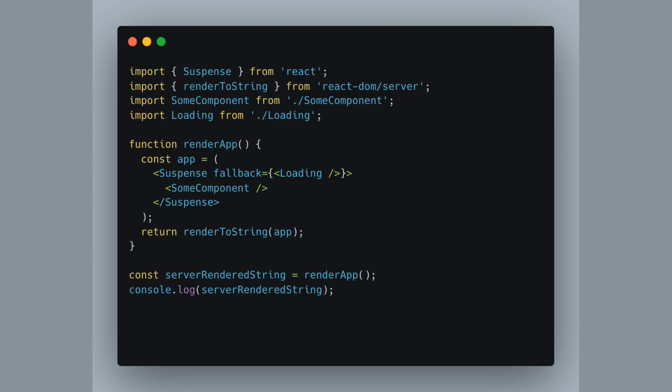Integrating Suspense with server-side rendering requires a different approach. When rendering on the server, we can't leave a part of the page blank while data loads like we would in the browser. Instead, server rendering must deliver a fully formed page. Here's how you might render a Suspense component on the server. Using renderToString, we wrap some component in a Suspense tag with a fallback, generating the full markup which can be sent to the browser immediately.